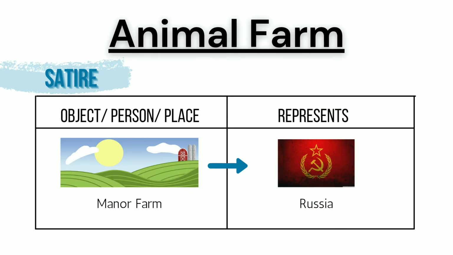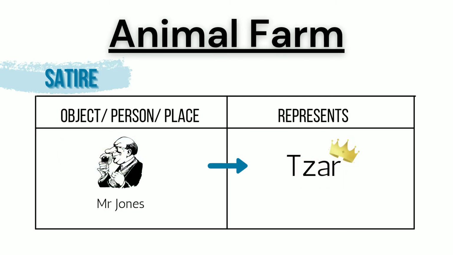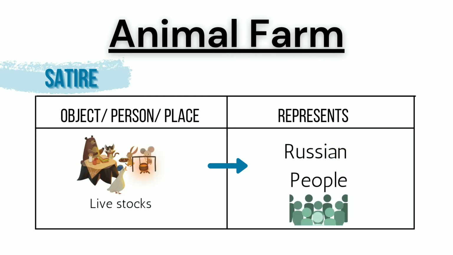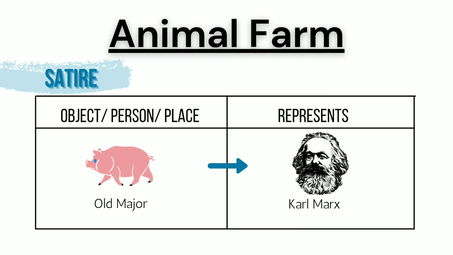So, the satire runs like this. Manor Farm represents Russia, being run by Mr. Jones, who represents the Tsar. The Tsar was the ruler of the Russian people, and here, the livestock are the Russian people. The animals' revolt is inspired by Old Major's speech. Here, Old Major represents Karl Marx.